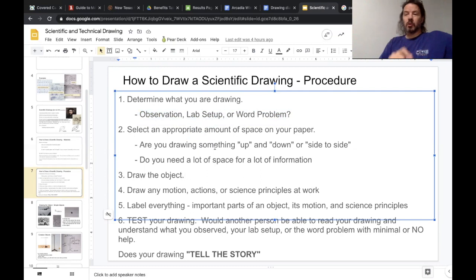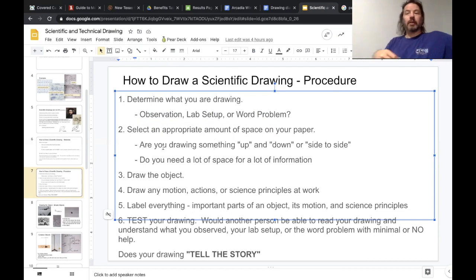Most people choose too little space. Are you drawing something up and down? Are we dropping something? Then you should give yourself more room to work up and down on the page. If we've got a car going from left to right, you might need more room left to right on your page. So keep an idea of what you're drawing and how much space you need. It's always better to plan too much space and then find out that you don't need all of it. I would rather you take a whole page or half a page for a drawing and only need about a fourth of a page when you get done, especially as a beginner.